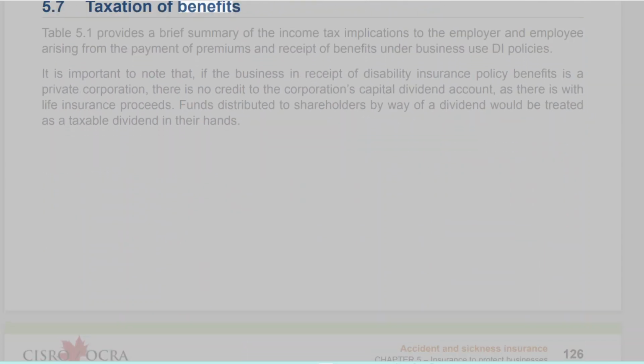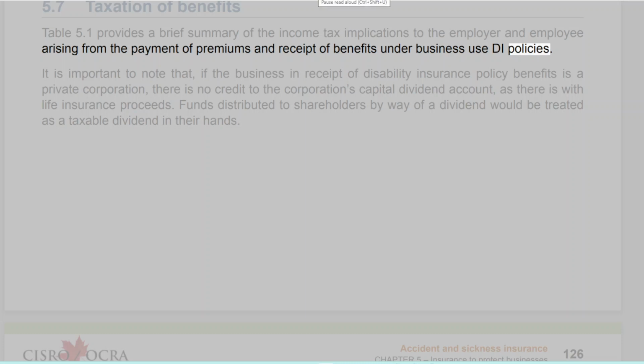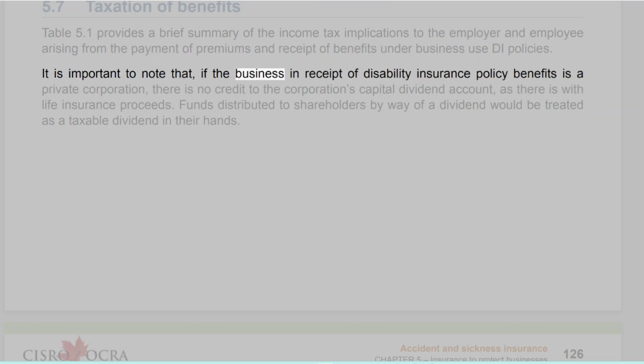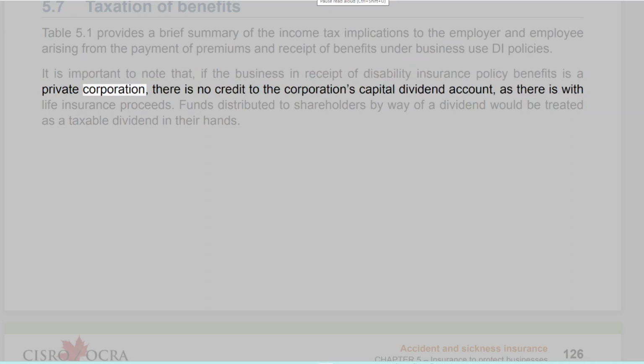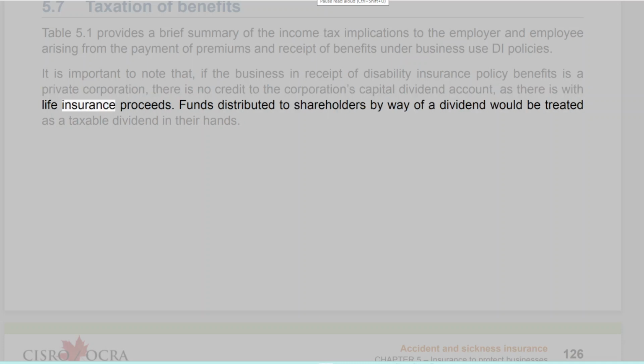5.7 Taxation of benefits. Table 5.1 provides a brief summary of the income tax implications to the employer and employee arising from the payment of premiums and receipt of benefits under business use DI policies. It is important to note that, if the business in receipt of disability insurance policy benefits is a private corporation, there is no credit to the corporation's capital dividend account, as there is with life insurance proceeds. Funds distributed to shareholders by way of a dividend would be treated as a taxable dividend in their hands.